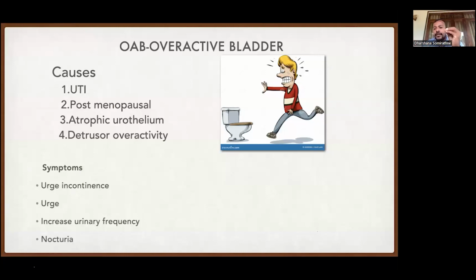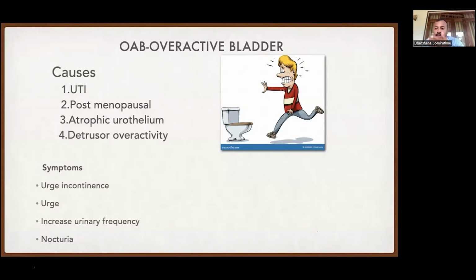Overactive bladder is a kind of spectrum. It may be due to UTI, it may be due to postmenopausal changes or postmenopausal thinning of the uroepithelium, or detrusor overactivity. Detrusor overactivity means that the detrusor muscles get unwanted contractions. It is very common in the postmenopausal age group as well.